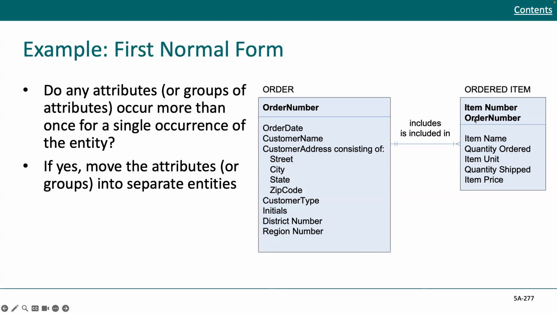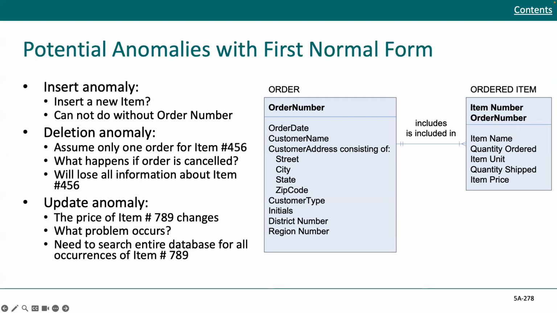And so we put that into an ordered item. Do any attributes or groups of attributes occur more than once for a single occurrence of the entity? If yes, move the attributes or groups into a separate entity. And so thus we can see how that works.